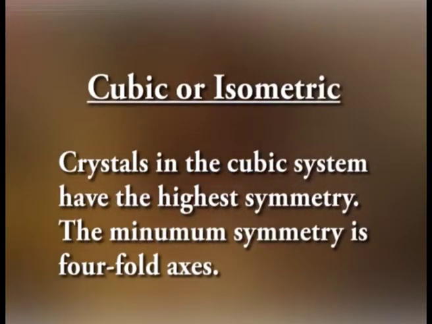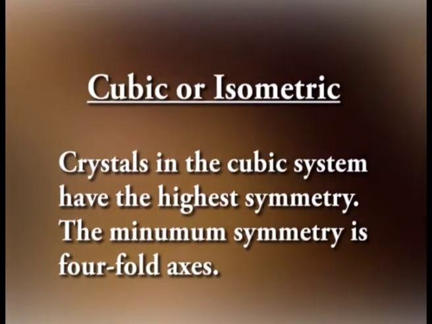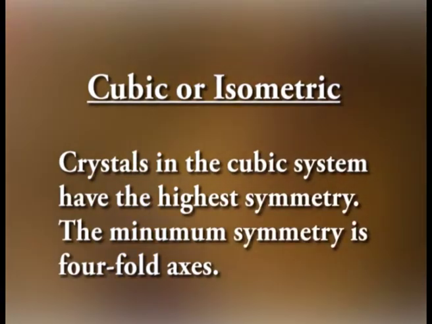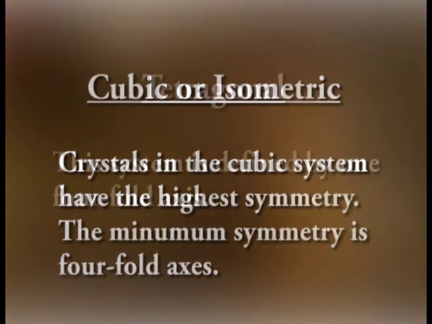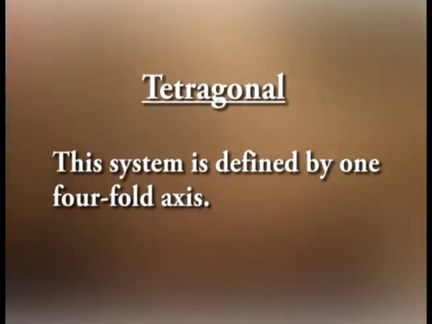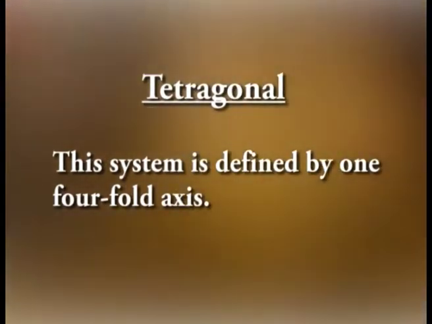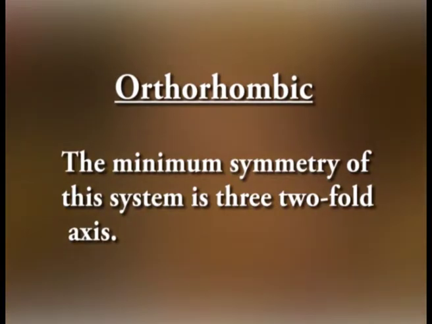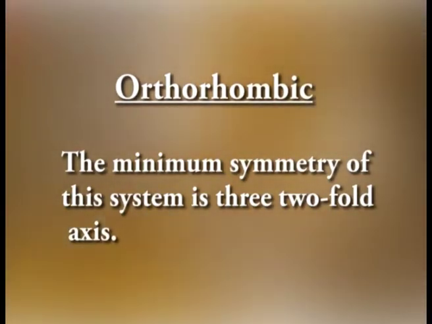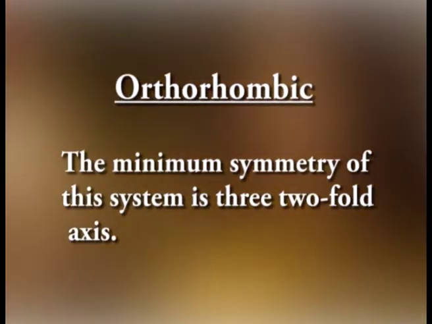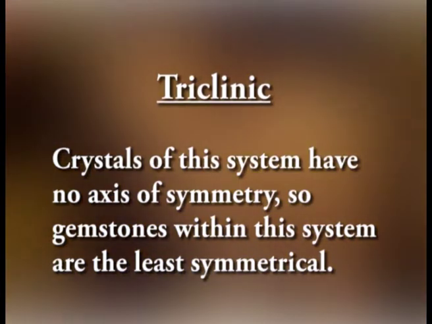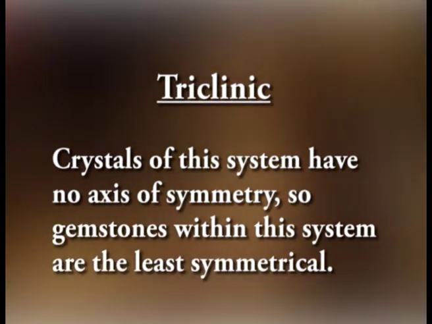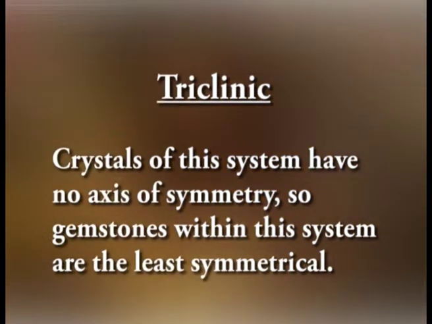Third, cubic or isometric. Crystals in the cubic systems have the highest symmetry. The minimum symmetry is 4-fold axis. Fourth, tetragonal. This system is defined by 1 4-fold axis. Fifth, orthorhombic. The minimum symmetry of this system is 3-fold axis. Sixth, triclinic. Crystals of this system have no axis of symmetry. So, gemstones within this system are the least symmetrical.